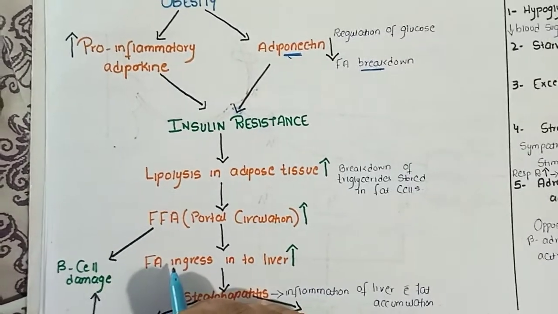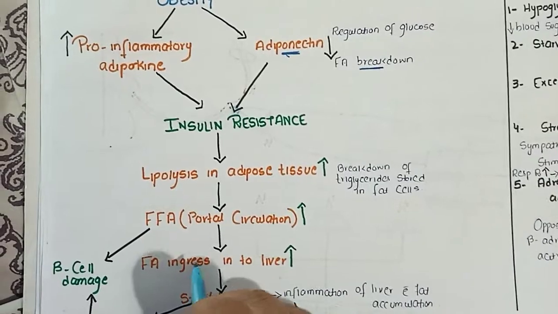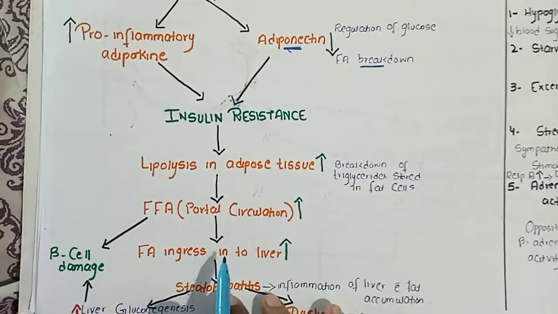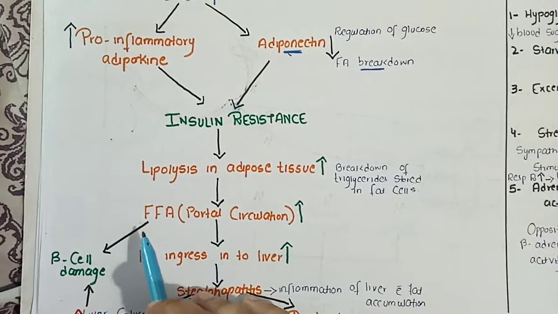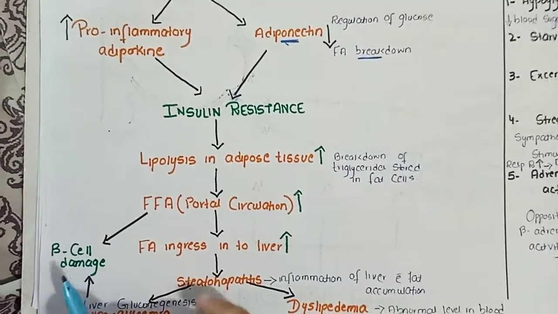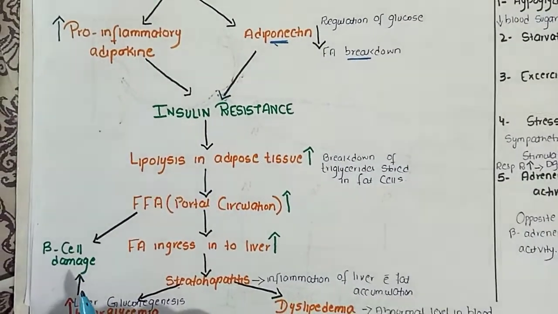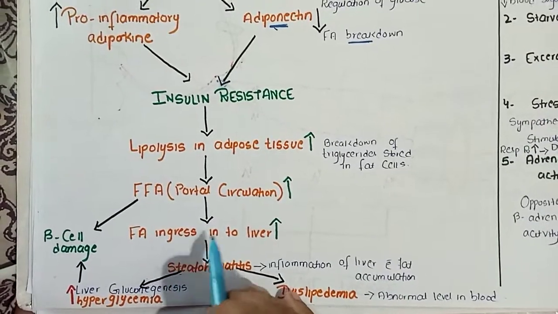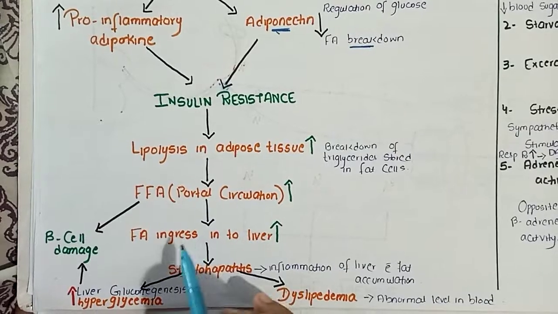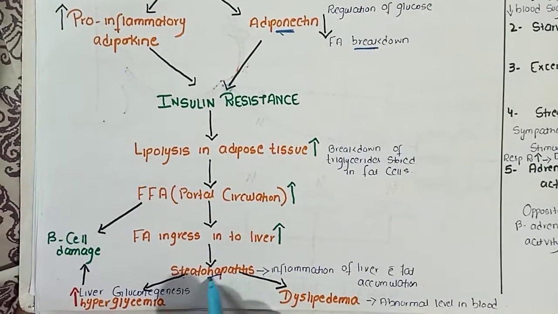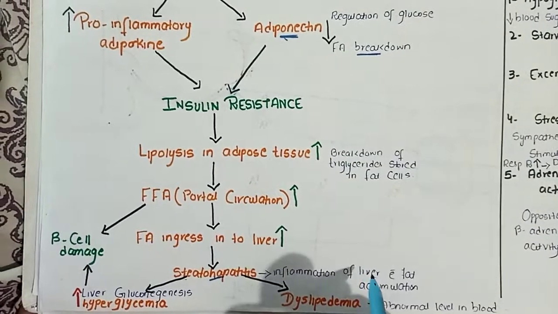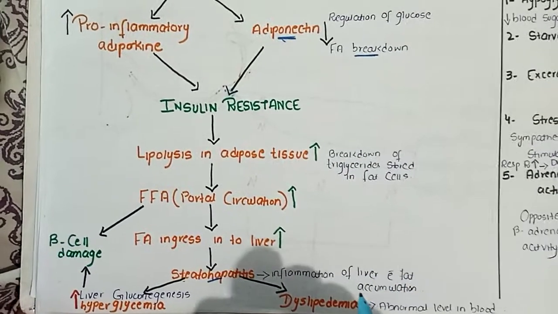The first one, that the fatty acid ingress in the liver will also increase, means that fatty acid accumulation within the liver increase, and it will also damage the beta cell which are involved in the secretion of the insulin. So accumulation of the fatty acids within liver will cause the condition known as the steatohepatitis, and it is the inflammation of the liver with fat accumulation.